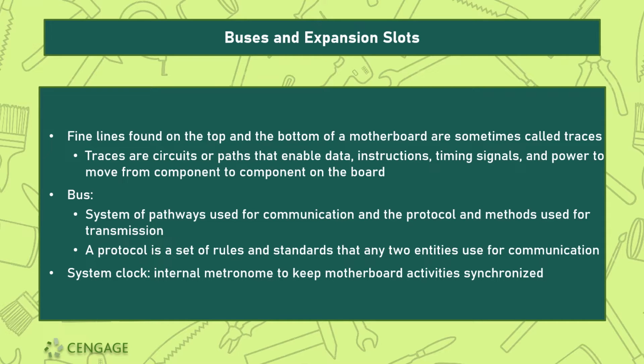Now, in order to make sure that information is correctly interpreted, we have to use what are called protocols. Protocols are just a set of rules for communication set up between two entities. So it could be two people, it could be a telephone, it could be a computer network. A protocol is just a set of rules and expected behaviors.